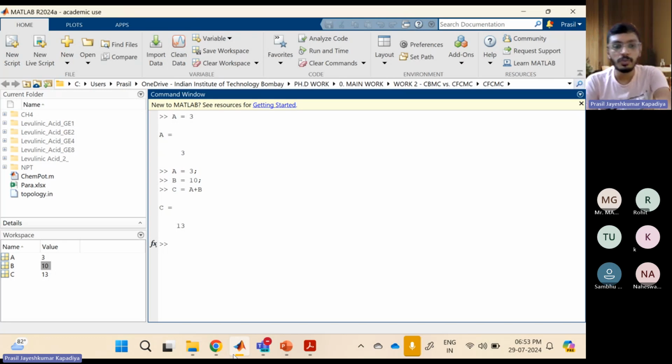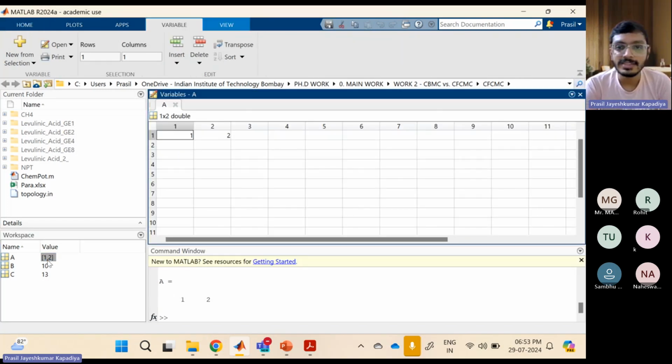Now let's say I want to write a matrix. So let's say a = [1 2]. Only 1 and 2, and I'm pressing enter. What is it doing? What is this kind of matrix called? Is this a row matrix or a column matrix? Guys, is a a row matrix or a column matrix?